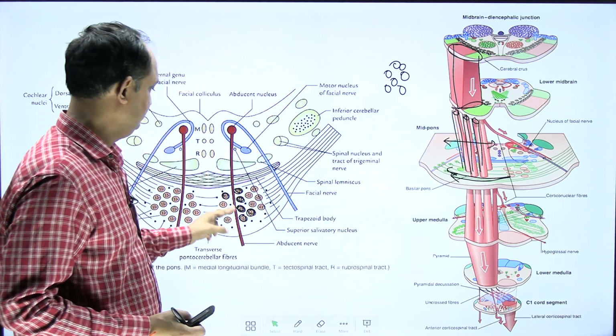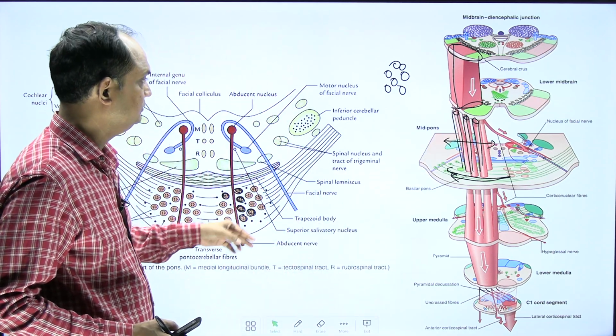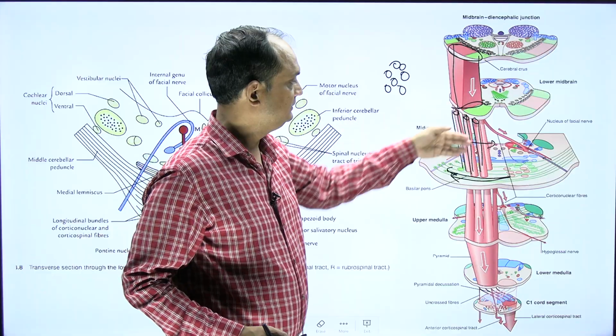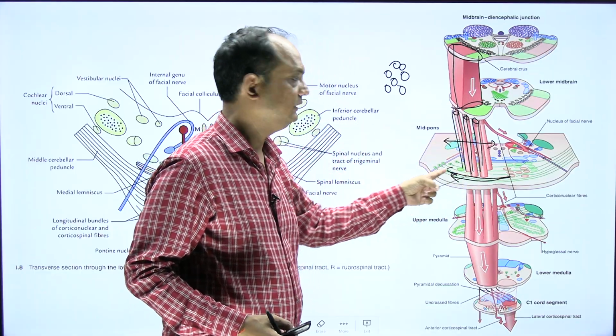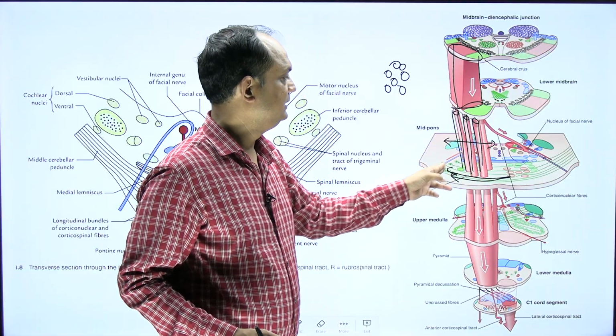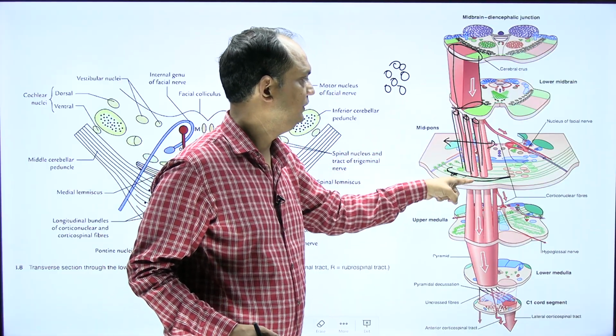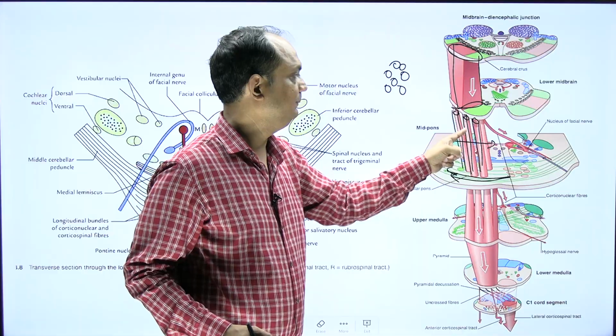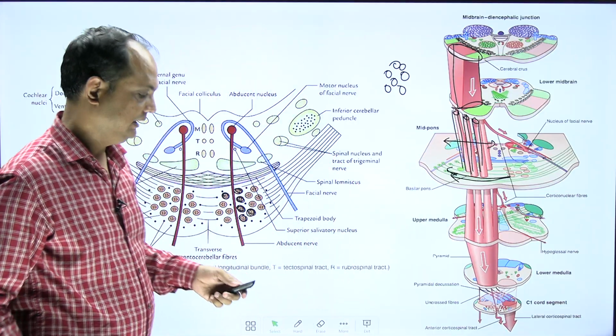And why do you have these multiple bundles? Because these pyramidal tract fibers are intersected by the transverse fibers. So because of the intersection of the transverse fibers, these transverse fibers break these longitudinal fibers into multiple bundles. Clear?